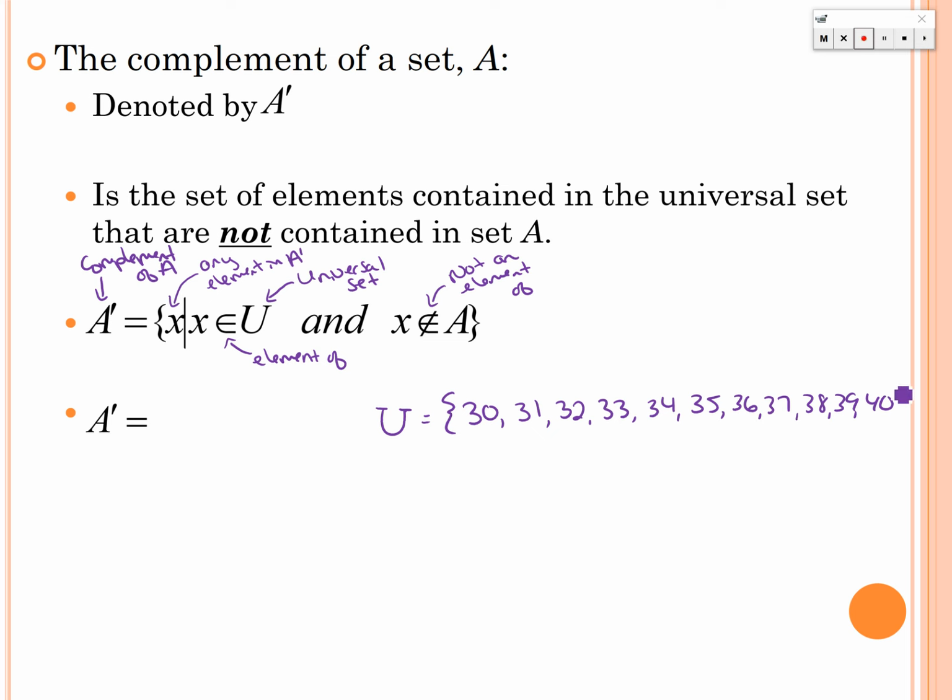And now the complement. The complement of set A are elements in the universal set that are not in A. So the best way for me to show this is to take the universal set and then cross out anything we find in set A. Set A is 30, 35, and 40. So I'm going to remove 30, 35, and 40. What I have left is the complement. So I start with my whole universal set. I take out the elements of set A. The leftovers are the complement. I don't know if I'm going to squeeze those all here, but I'll try.